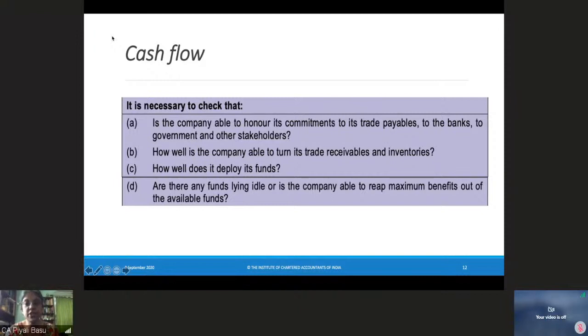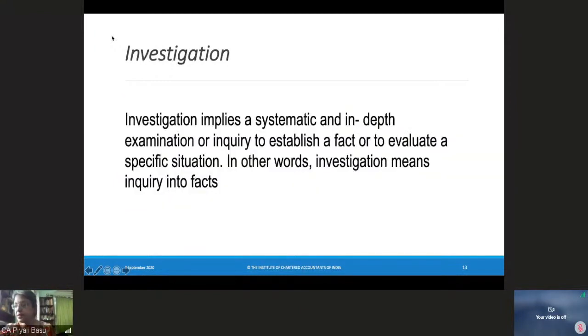And let's look into that. So what does investigation imply? Definition: investigation implies a systematic and in-depth examination or inquiry to establish a fact or to evaluate a specific situation. It means inquiry into the facts.